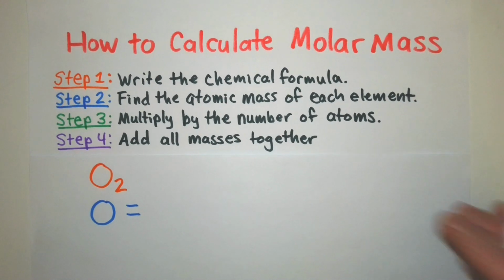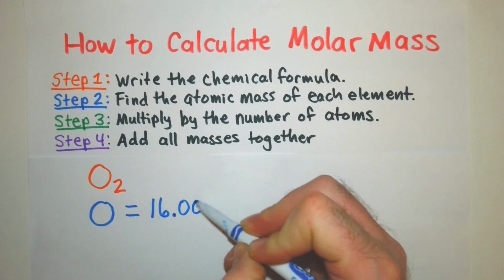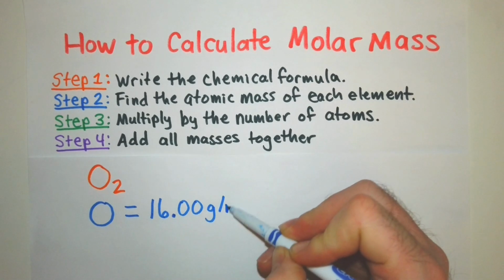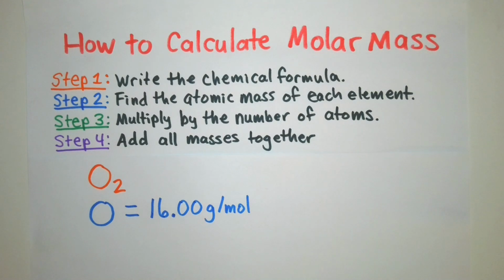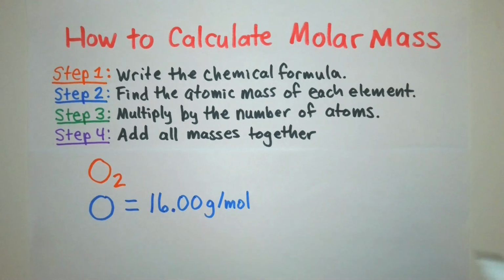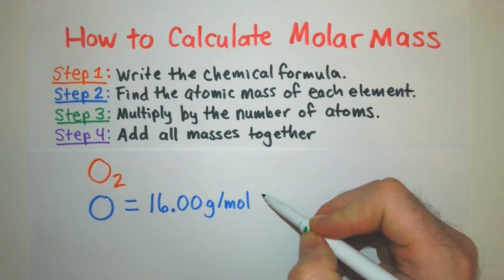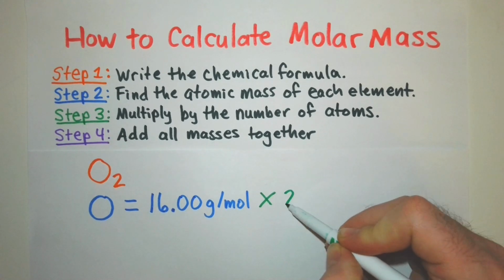Alright, so we are going to write that 16.00 grams per mole for that atomic mass. And then the next step is multiply by the number of atoms in that chemical formula. So for oxygen, the subscript 2 says we have 2 atoms. So we're going to multiply our 16.00 grams per mole times 2.